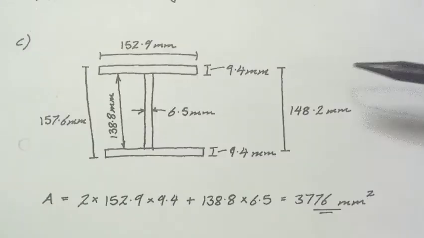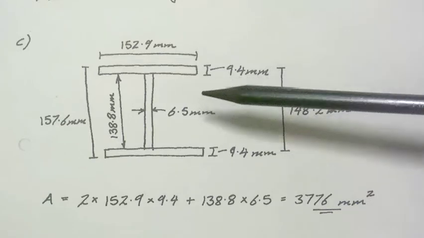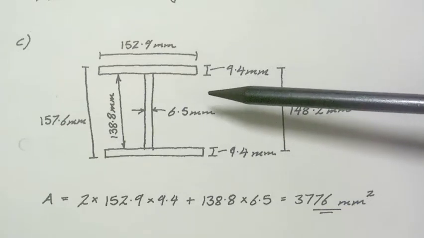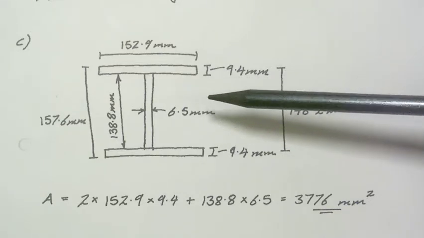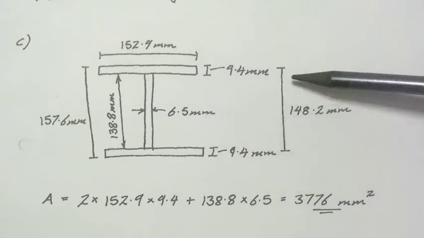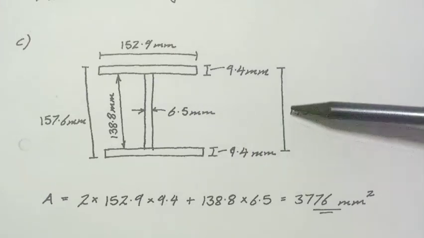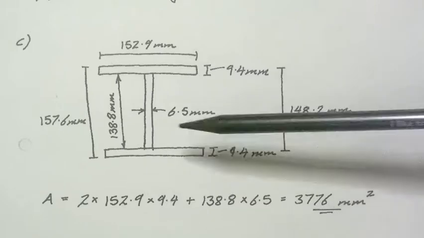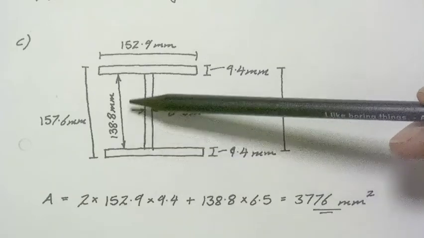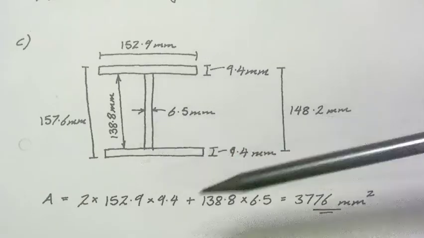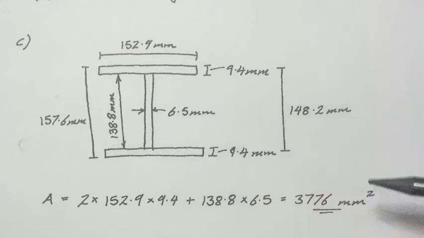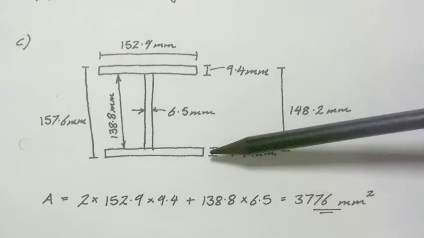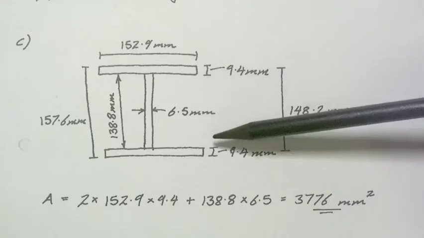Moving on to part C, I've taken all of the dimensions from the section tables, and then I've worked out a few additional dimensions. In particular, I've worked out this centerline dimension here, and I've also worked out effectively the depth of the web alone here. So to calculate the area, I've already divided the section up effectively into three rectangles.